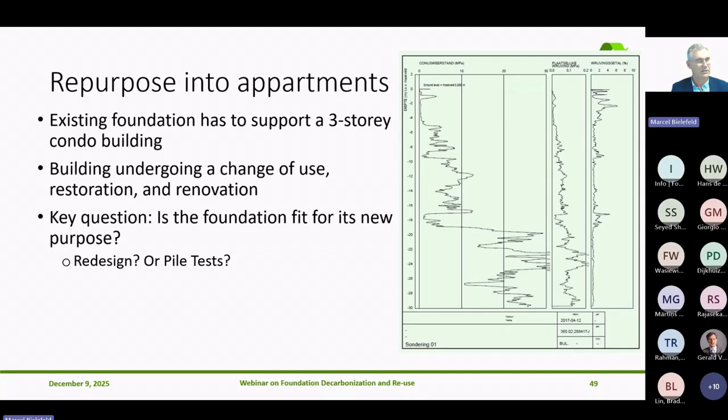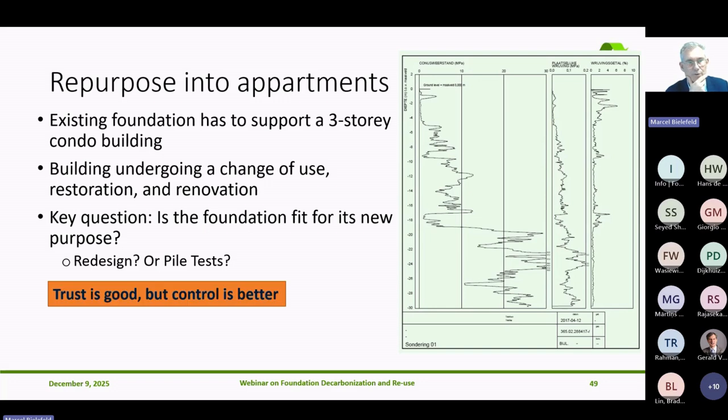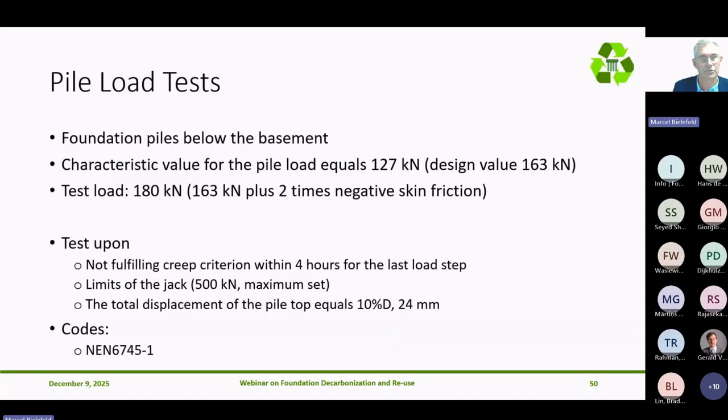So assessing the existing foundation and answering that question about fit for purpose, what shall we choose? Is it a redesign, or shall we test, or shall we do both? Again, here, trust is good, but control is better. So we did both, redesigned the piles, but also did the test to control, to have trust in the solution.